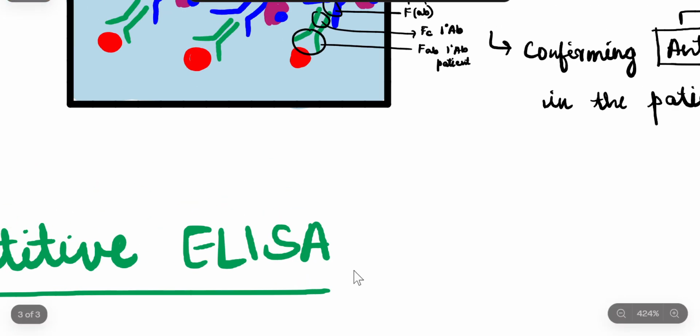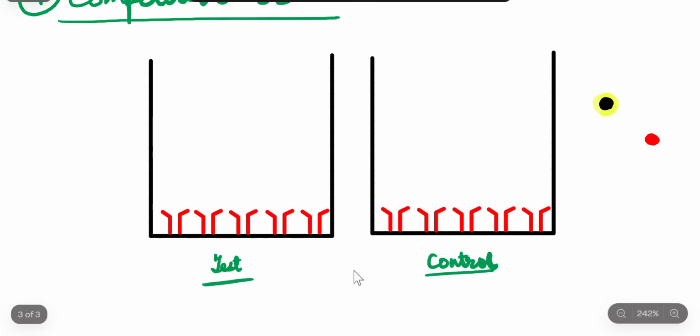Last but not the least is the competitive ELISA, and this is very, very important. It is totally based upon radio labeling. So let's see what we do here.